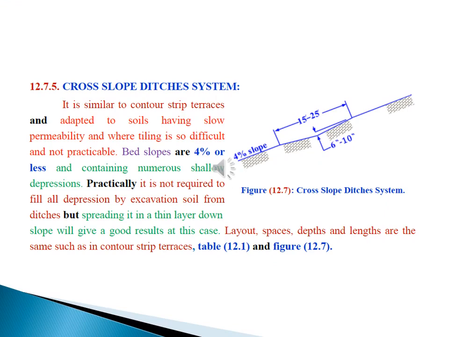Number 5. Cross-slope ditches system. It is similar to contour strip terraces and adapted to soils having slow permeability, where tilling is so difficult and not practicable, slope of 4% or less, and containing numerous shallow depressions, as shown in the enclosed figure.